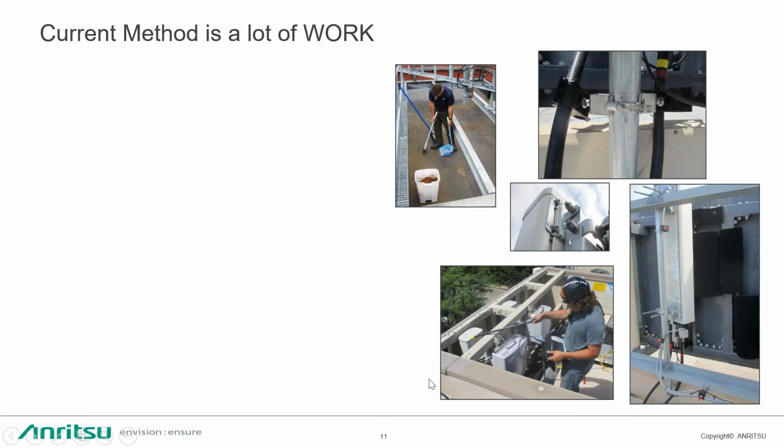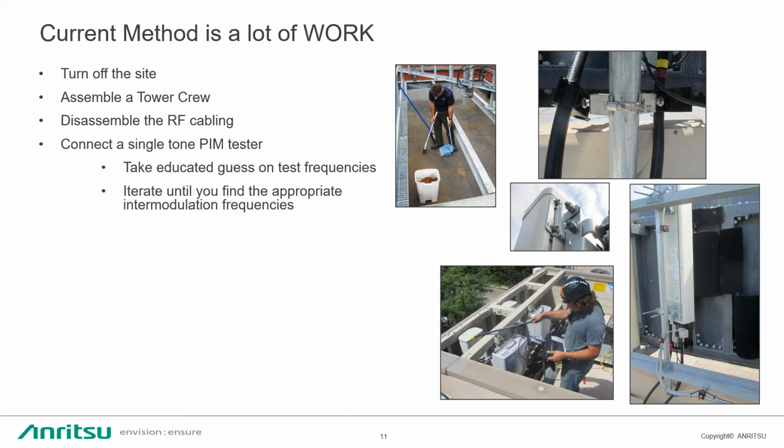But there are methods today that work, right? But they're a lot of work. If you encounter PIM problems right now, you're normally looking at, okay, I kind of know it's PIM, now I've got to go debug it. You're looking at a very invasive solution. You need to turn off the site or the sector, assemble a tower crew depending on where the antennas are located, and disassemble the RF cabling, and now you're really getting invasive, right?